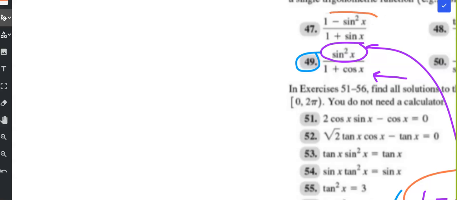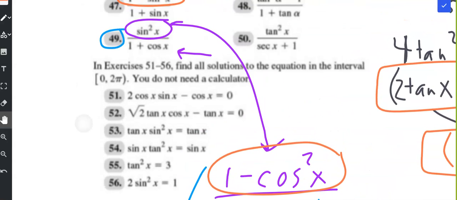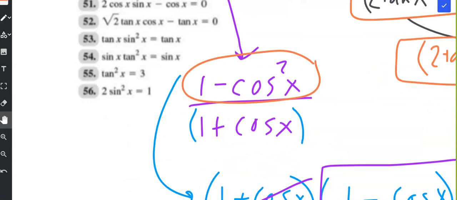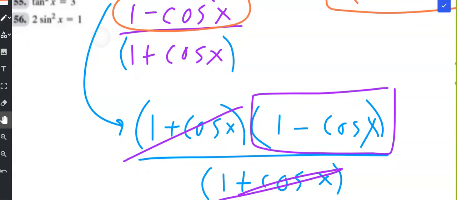Okay. Now that you've done 49, remember how we did 49? We replaced the top, sine squared x, with 1 minus cosine squared. Then we saw a difference of perfect squares that we could substitute, and then we looked for a term to cancel out.